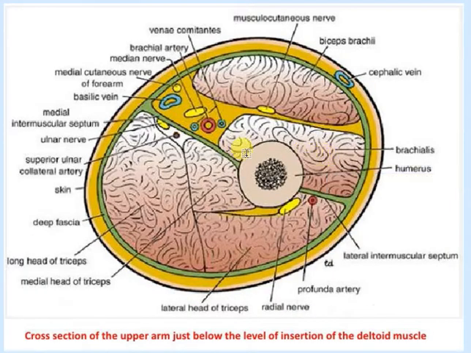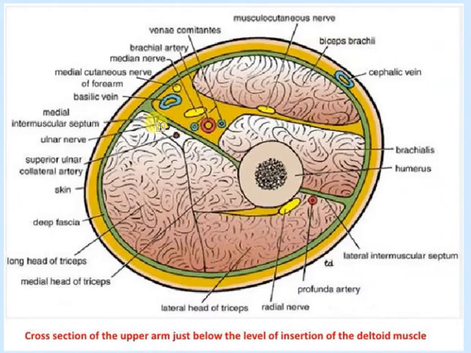As you can see here, we have the biceps brachii. Then we have the brachialis muscle, and then the triceps brachii with its 3 heads: the lateral head, the long head, and the medial head. Then you have the radial nerve there innervating the triceps brachii.